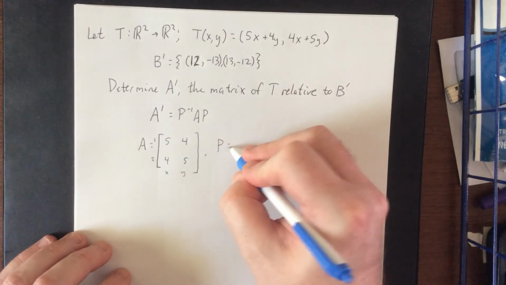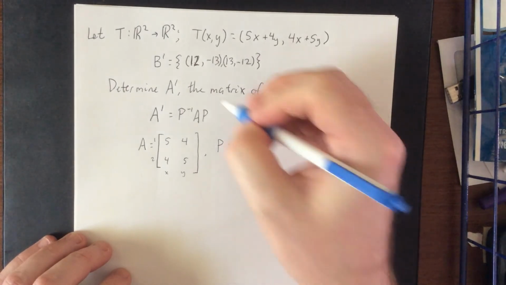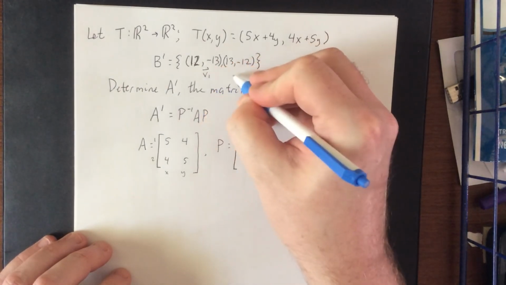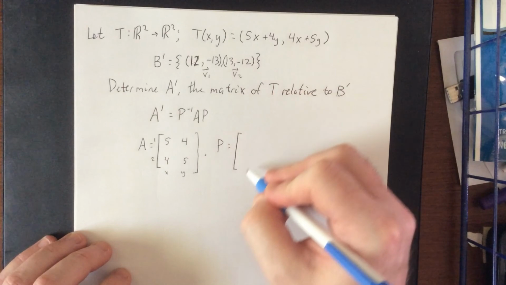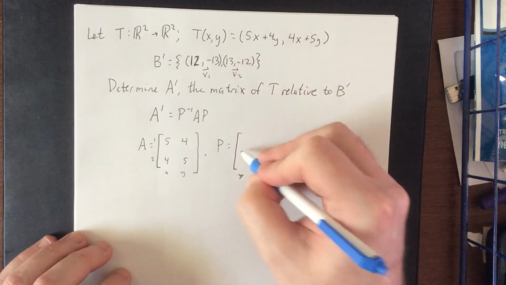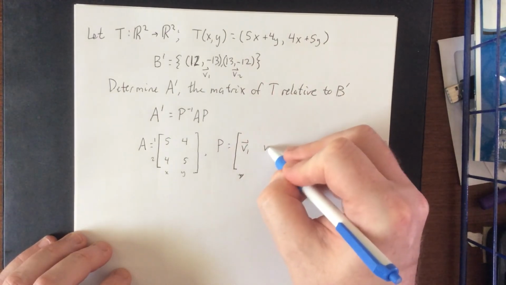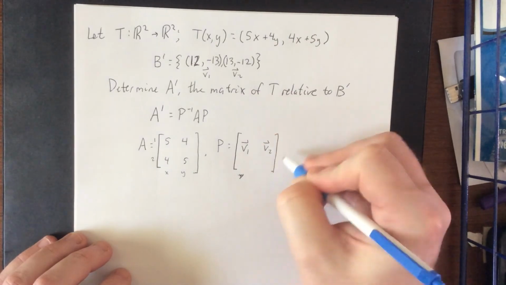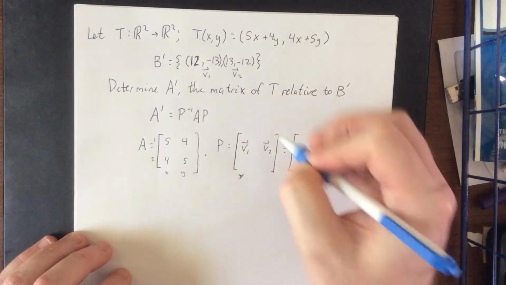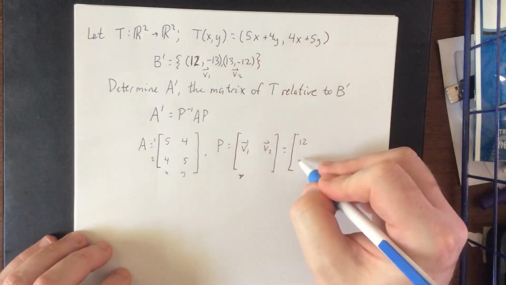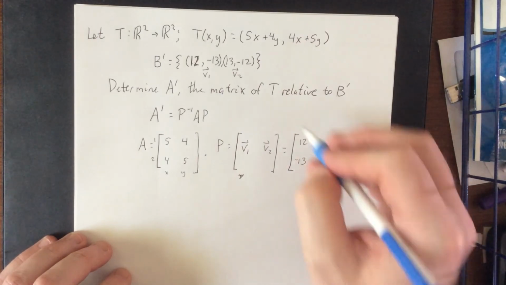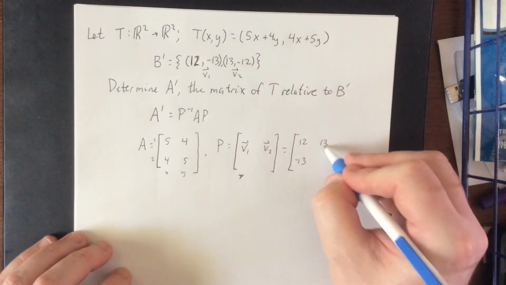To create our transition matrix P, if we refer to these two vectors as v1 and v2, each of these will show up as a column within P. So v1 for the first column, v2 for the second column. For v1, that'll be 12, -13. And for the second column, that'll be 13, -12.